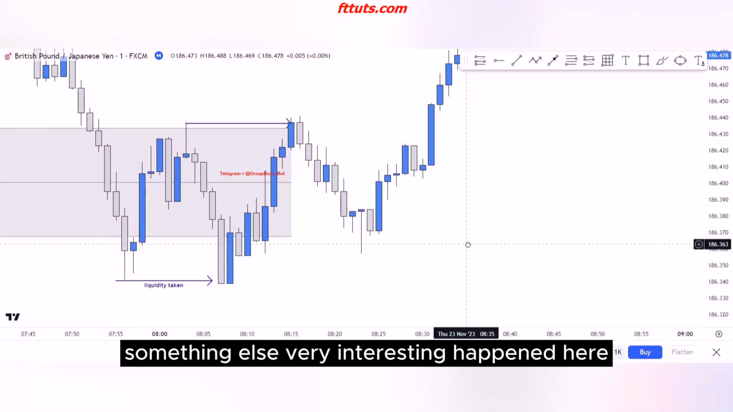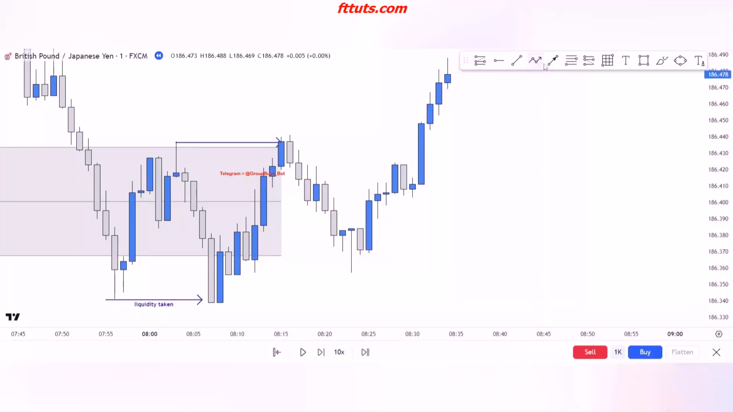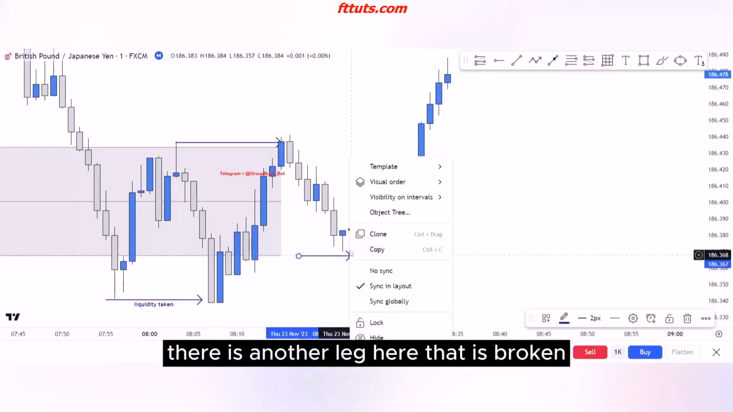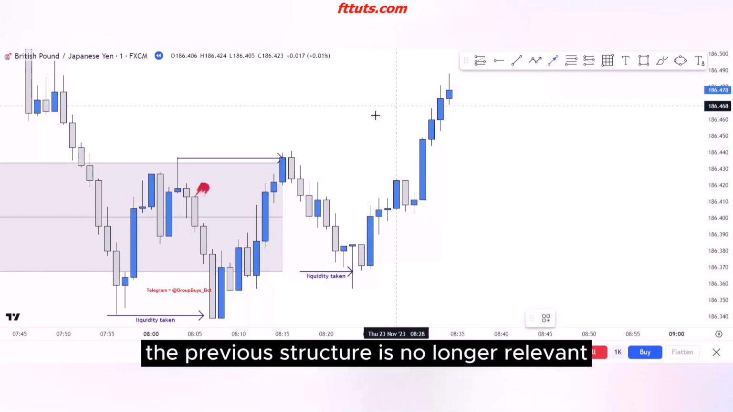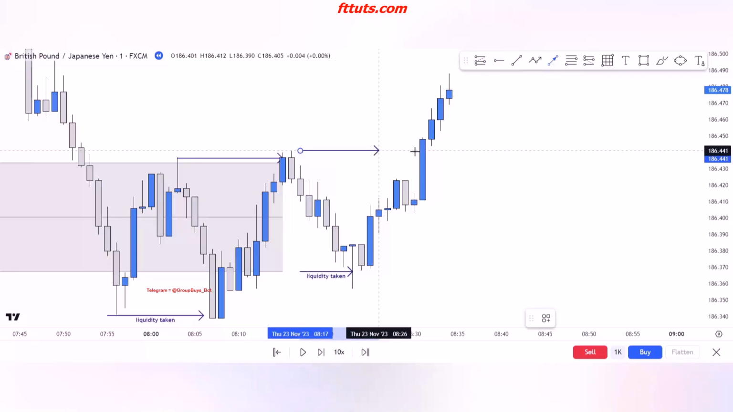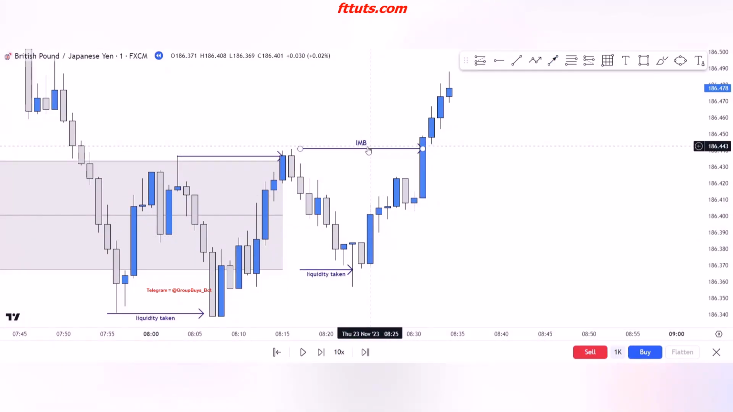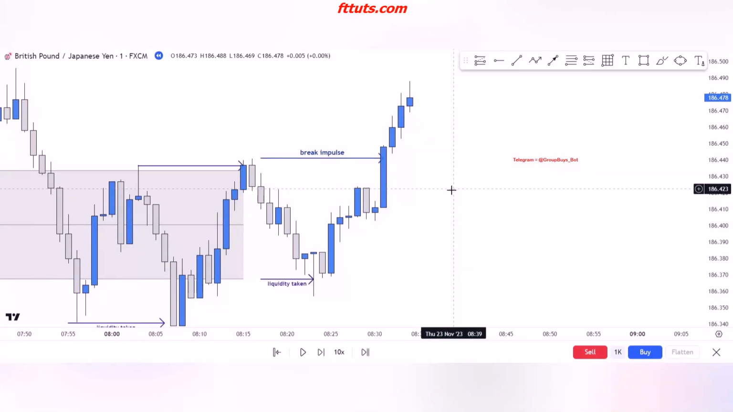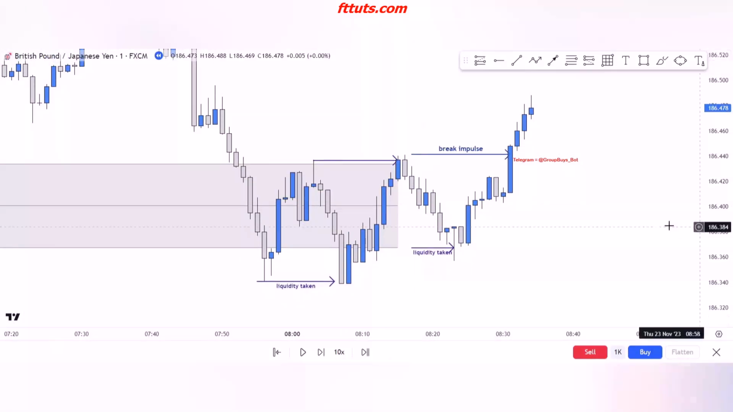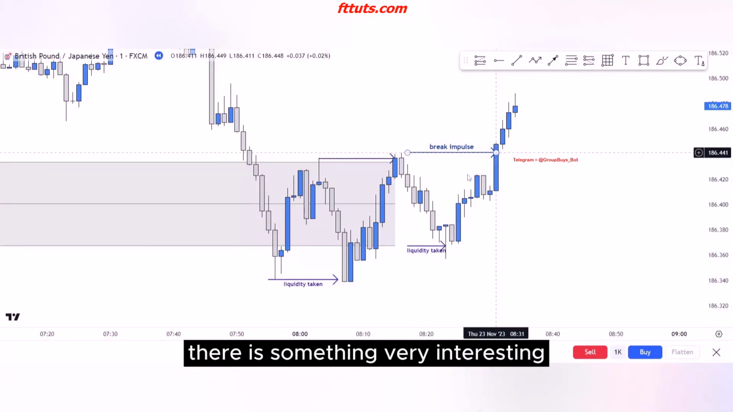Something else very interesting happened here, but can you identify it? There is another leg here that is broken. The previous structure is no longer relevant. And we move on. Now here too there is something very interesting.